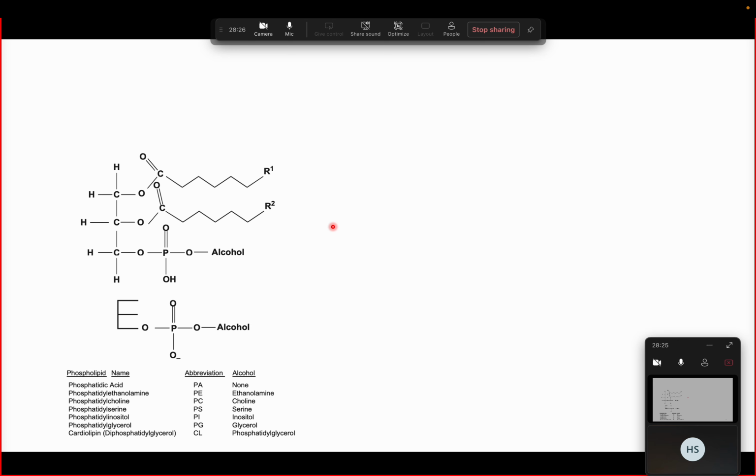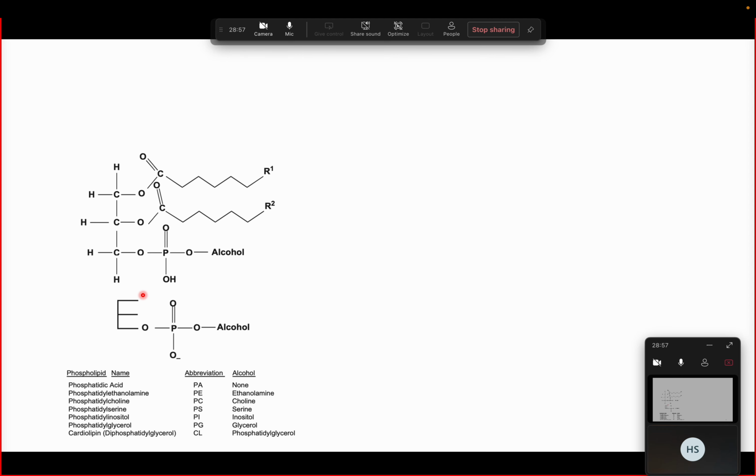This is the generic structure of a phospholipid, which has a glycerol backbone, and two fatty acids are attached to the glycerol, with one O being attached with a phosphate group, and that phosphate group has further different alcohols attached to it, based upon which there are n number of phospholipids in the membrane. So this is the general way we will represent a phospholipid.